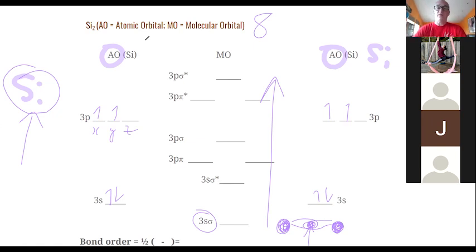3s sigma. 3s sigma, right. And what about the next one? 3s sigma, pointing down, right? We always have to remember that this is just like the rule where no two electrons can have exactly the same address. This is also true: if two electrons are in exactly the same space, one of them has to be spinning up and the other one has to be spinning down. So that's two. We're down to six. Where do the next two go?